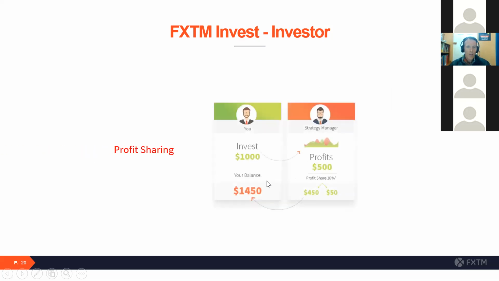Right, and profit sharing is what happens when that guy generates profit for you. If you've linked to him with $1,000, and he makes a profit of 500, then he gets the profit share. In this case, 10%, so 50 goes to him, but the rest stays with you, the 90%.